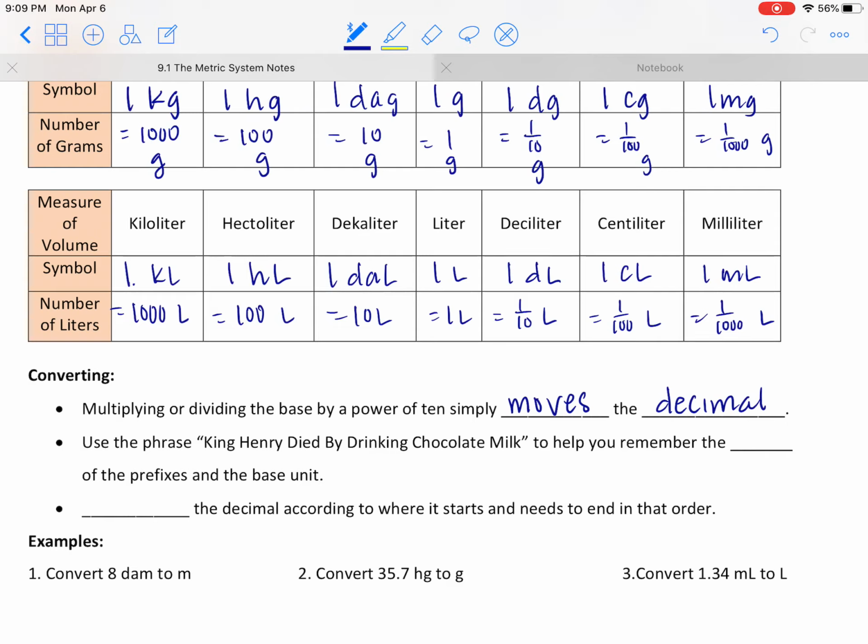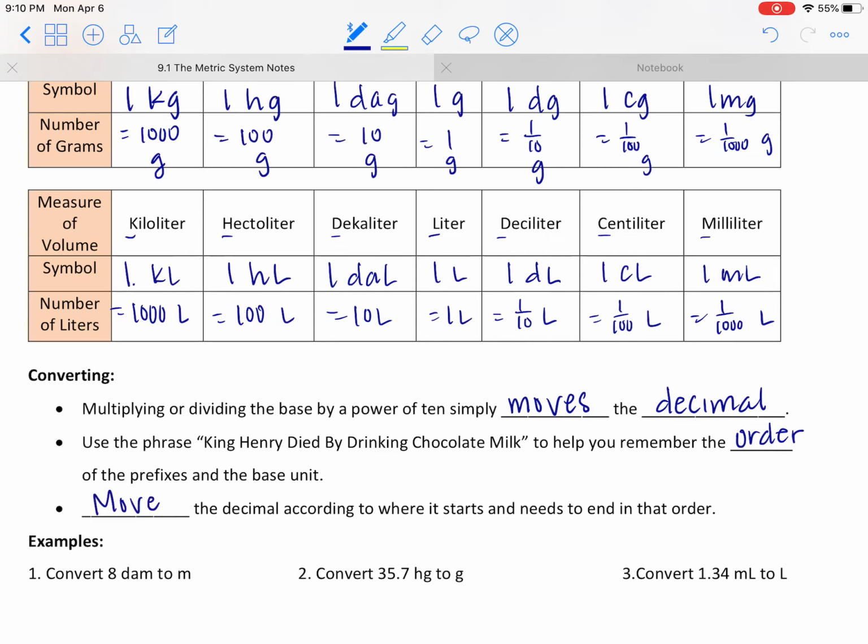So to determine how we're moving the decimal, we don't actually have to remember whether we're multiplying or dividing, and whether it's multiplying by 10 or 100 or 1,000 or dividing by 10 or 100 or 1,000. It's going to be simple as long as we can remember the order of these prefixes. So the prefixes: kilo, hecto, deca, the base, then deci, centi, and milli. If you look at those beginning letters, there's a little phrase that's been developed to help people remember the order of those letters, and maybe you've heard this before. It's King Henry died by drinking chocolate milk. That's to help you remember the order of the prefixes and that base unit.